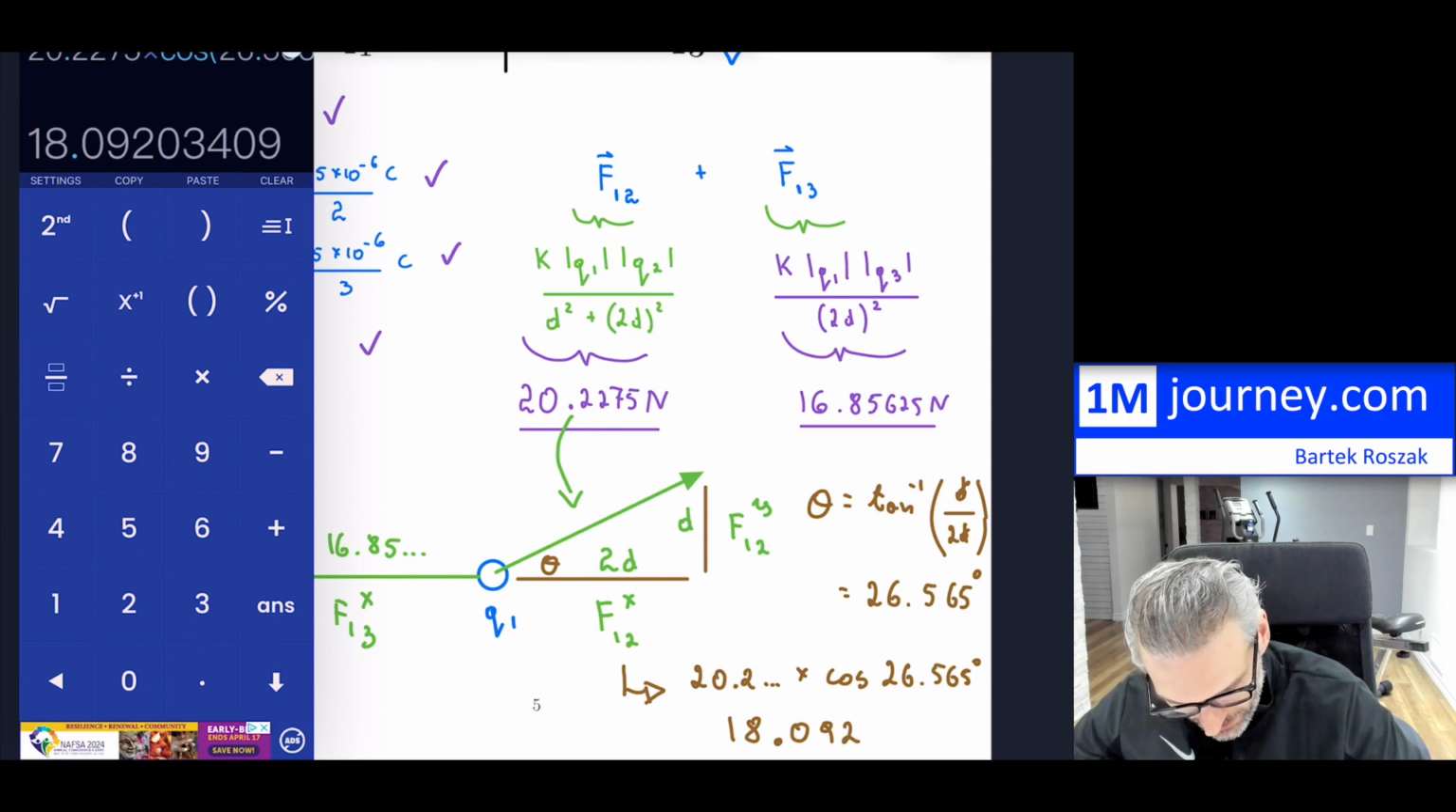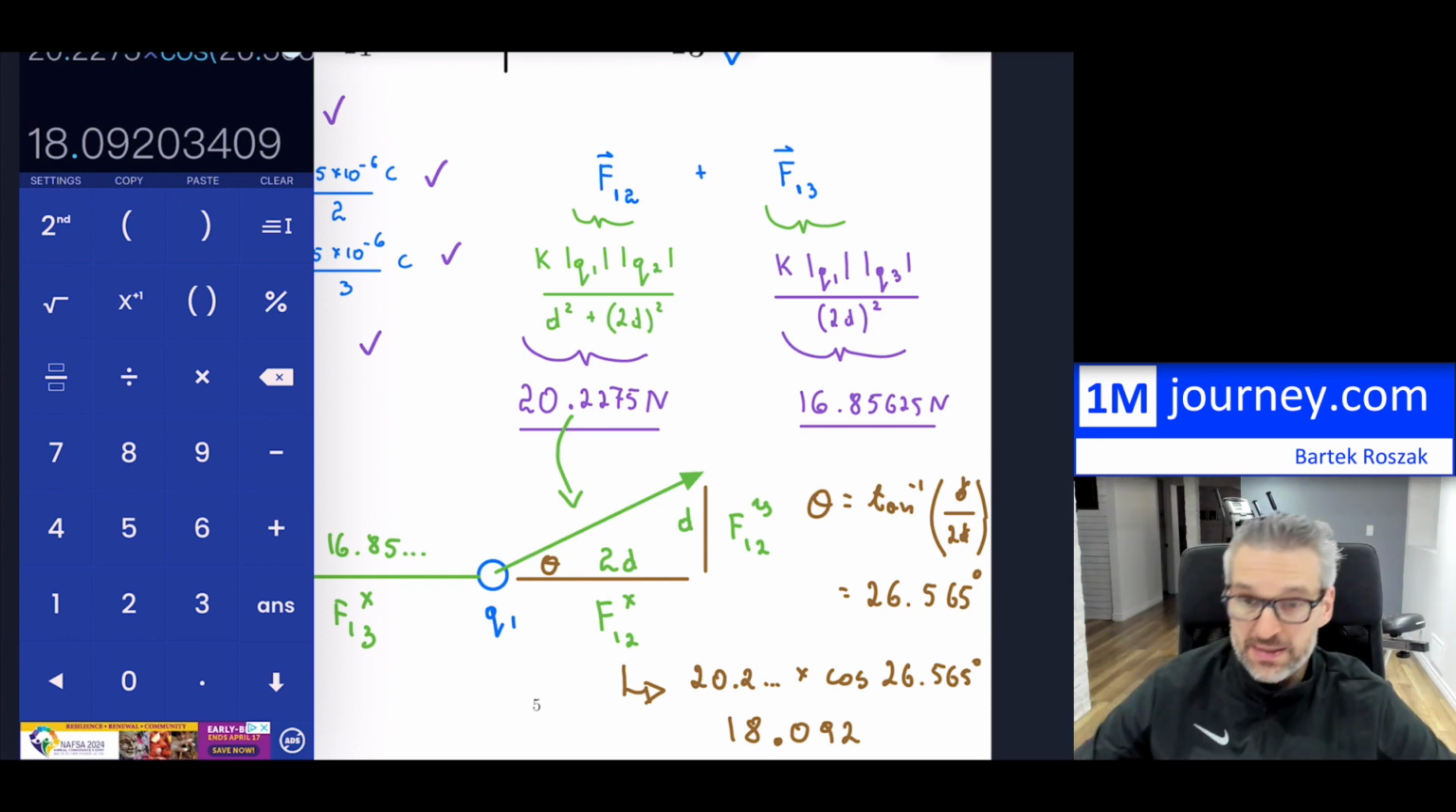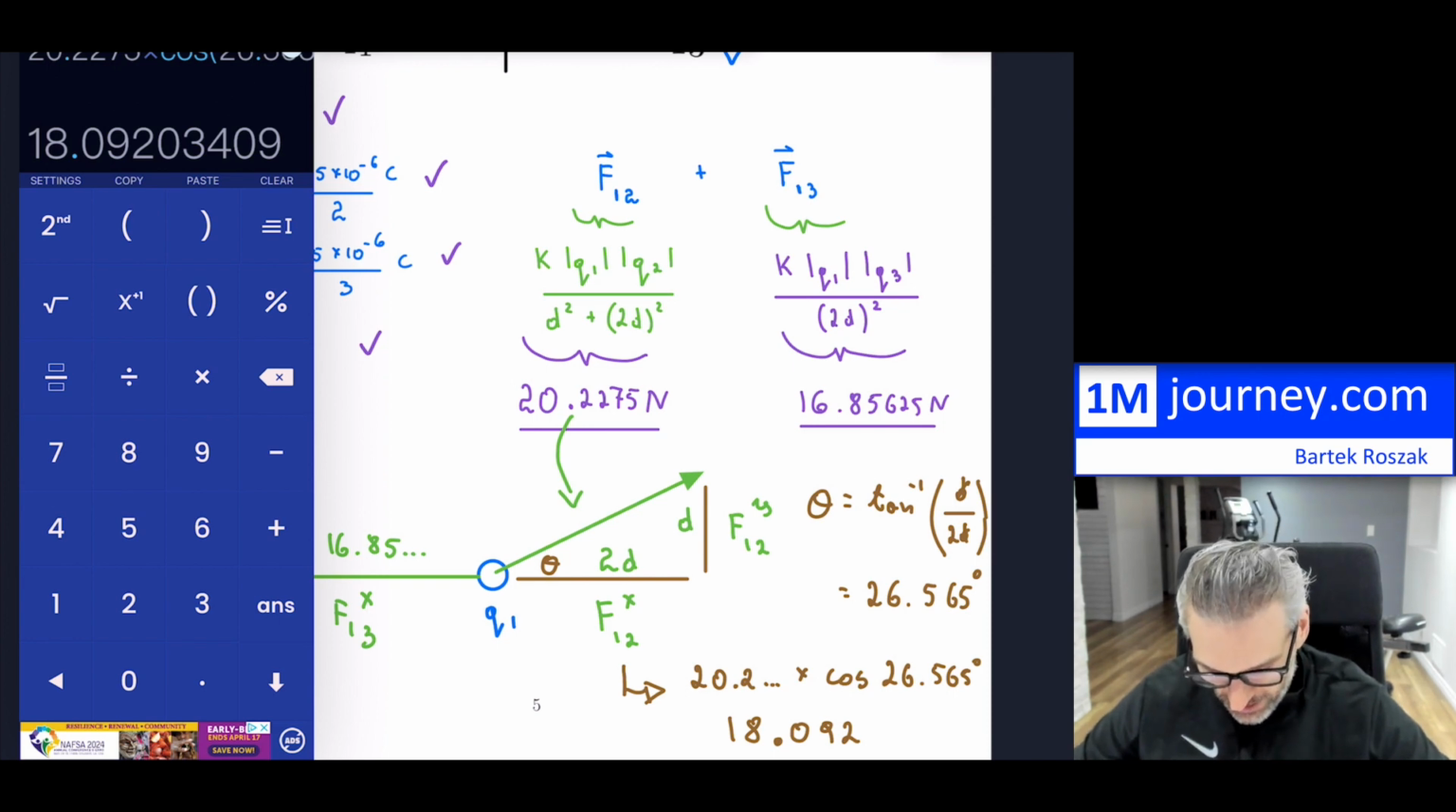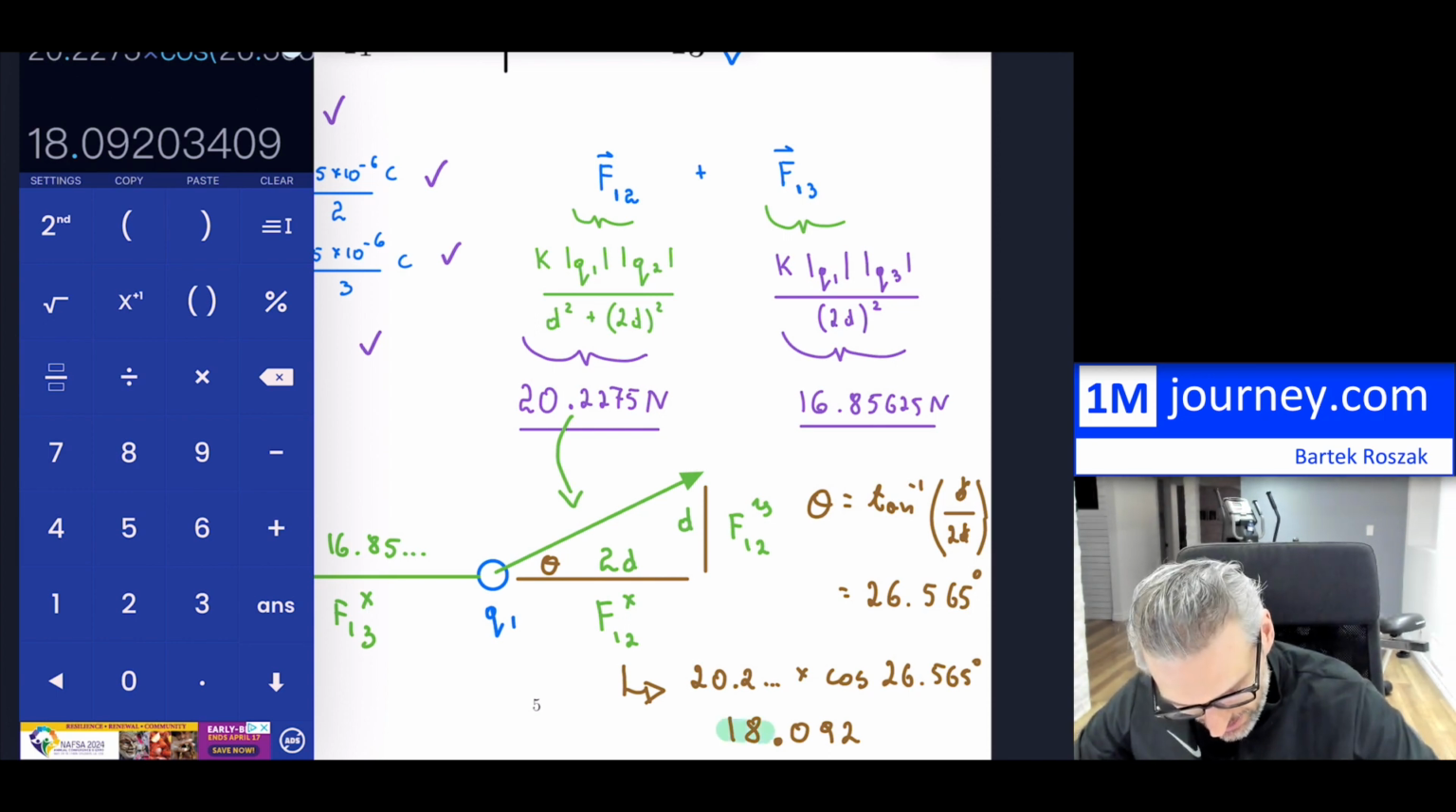So that component is 18.092, etc. Okay, so that is in the positive direction, and the other x component is in the negative direction, so that's the 16.85. So we're going to deal with those in just a moment. And now, let me just highlight this within here. So that's going to be that x component.